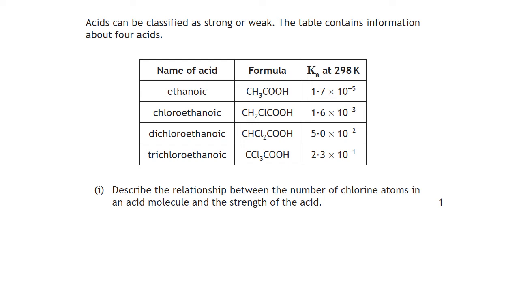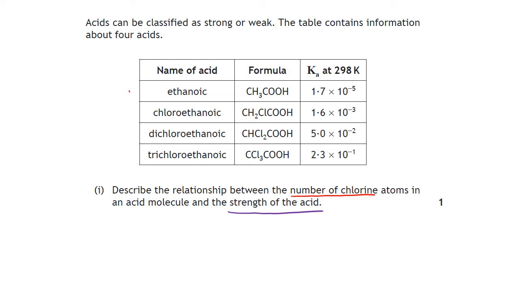This next question is, describe a relationship between the number of chlorine atoms and the strength of the acid. Okay, so the relationship needs to mention the number of chlorine atoms and the strength of the acid. This table does show us enough information to talk about the number of chlorine atoms, but it's given us Ka. Ka on its own, if we talk about Ka, we're not talking about the strength of the acid. We need to understand how Ka relates to the strength of the acid to make a conclusion.